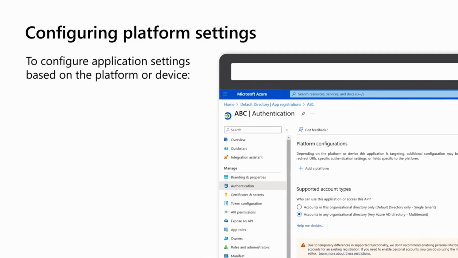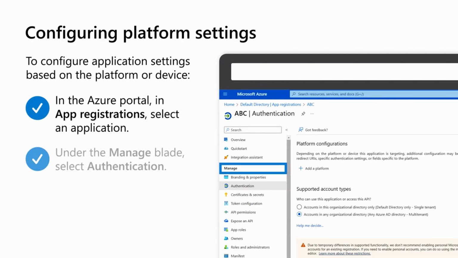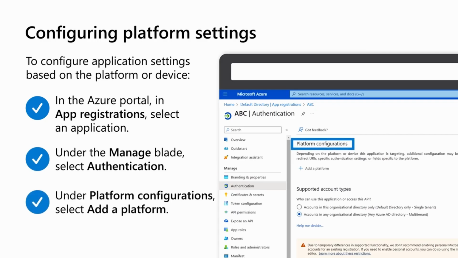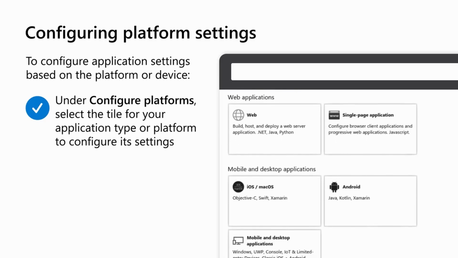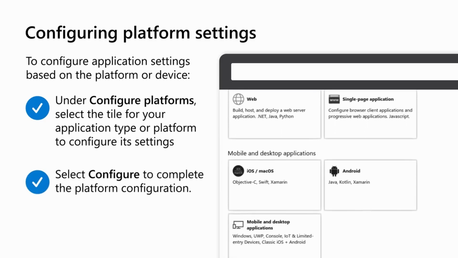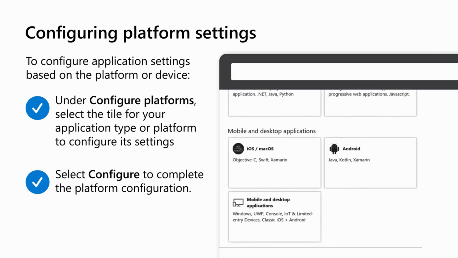To configure application settings based on platform or device, in the Azure portal, in App Registrations, select your application. Under the Manage blade, select Authentication. Under Platform Configurations, select Add a Platform. Under Configure Platforms, select the tile for your application type or platform to configure its settings. Select Configure to complete the platform configuration. You can manually specify a redirect URI or select from redirect URIs generated for you while you configure other settings.